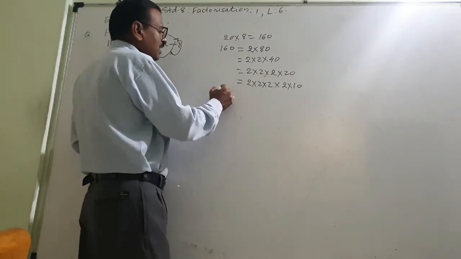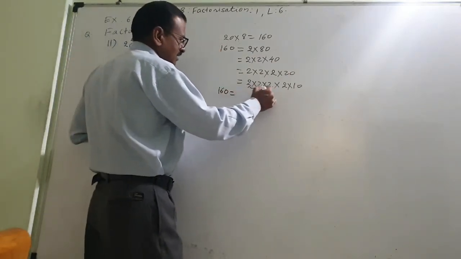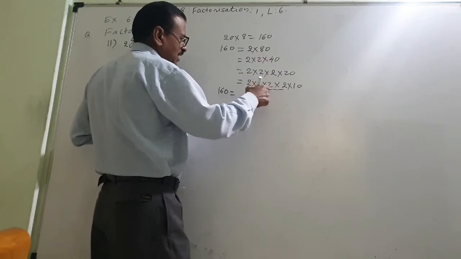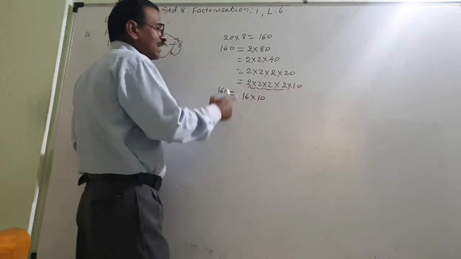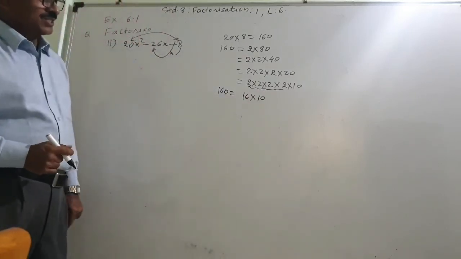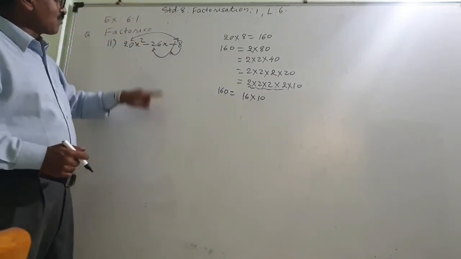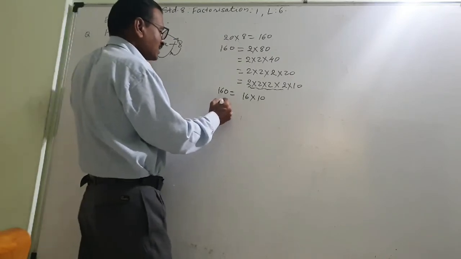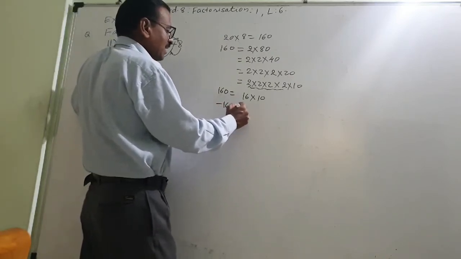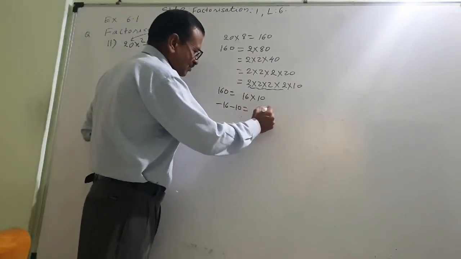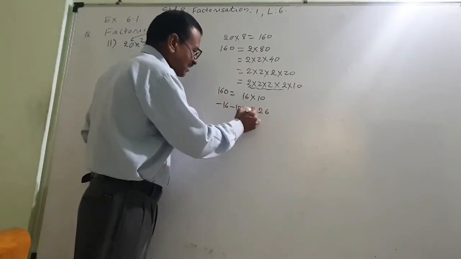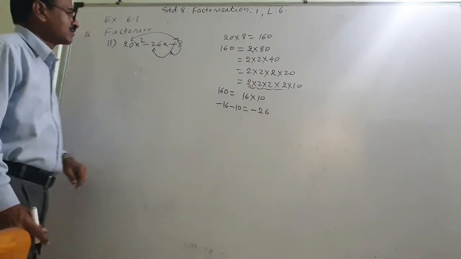So I will write the final answer like this. 2 4s are 8, 8 2s are 16, into this 10. And now 10 plus 16, 26. But I want this negative. So minus 16, minus 10, both have the same signs. So we add them, it becomes 26 and give that same sign, minus 26.